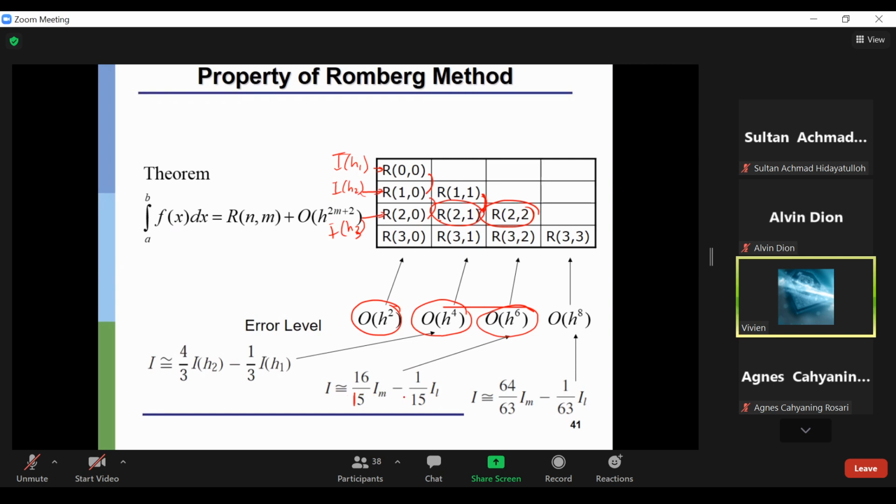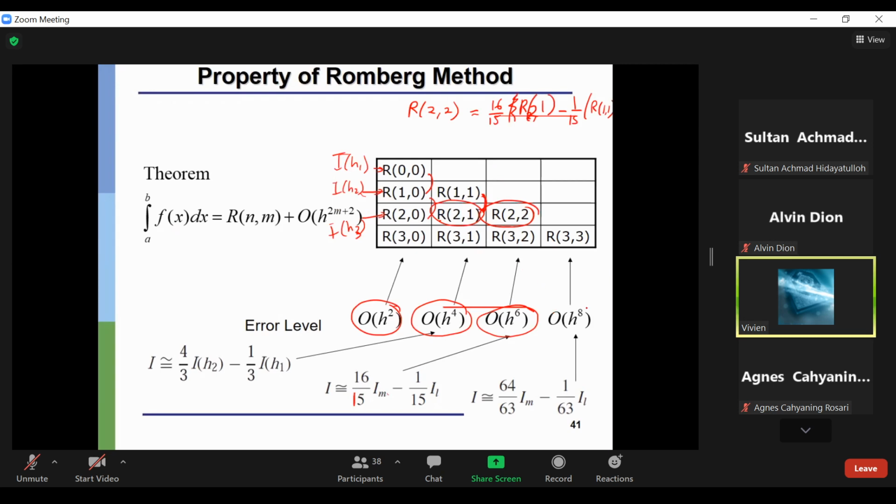So which one is IM and IL? IM here is the value using more segments, minus 1/15 of the integration using fewer segments. So if we calculate this one, the value of R22 will equal 16 over 15 IM, which is R21, minus 1 over 15 R11. Yeah, so this will be the calculation.